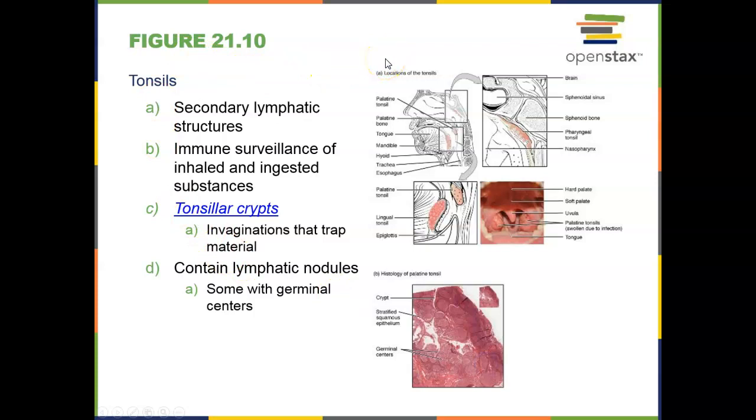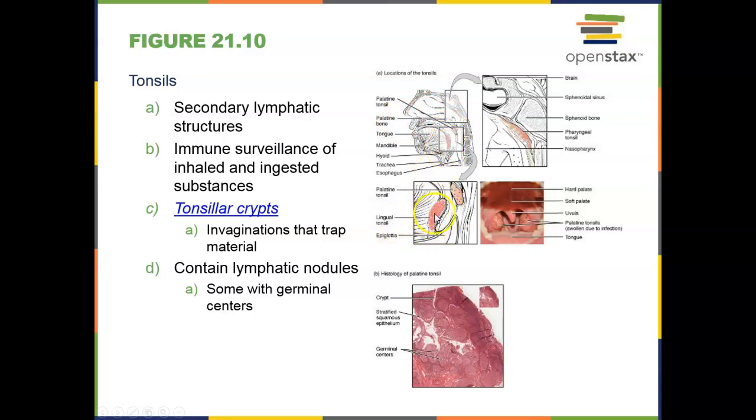We also have tonsils. We have 3 sets of tonsils in the throat. The 3 sets of tonsils help as we breathe in materials and as we take in materials through our mouth for digestion. So these are also considered secondary lymphatic structures. And you can see the different tonsils. We have pharyngeal tonsils, we have palatine tonsils, and then we have lingual tonsils.